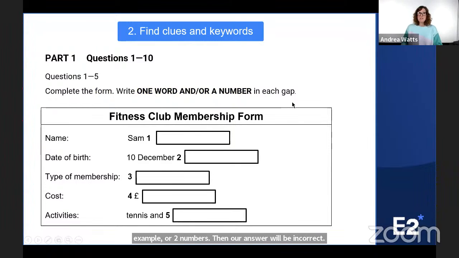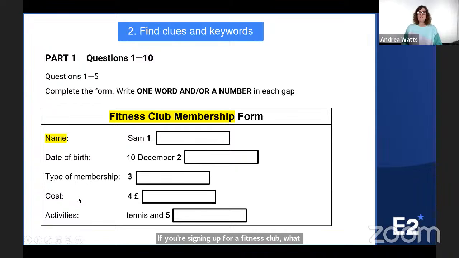Our second step is to find the clues and keywords. Okay, so the title of the form is a really good place to start. It says Fitness Club Membership Form. So already we can think about some things that we might expect to see on a fitness club membership form. If you're signing up for a fitness club, what information might you need to give?